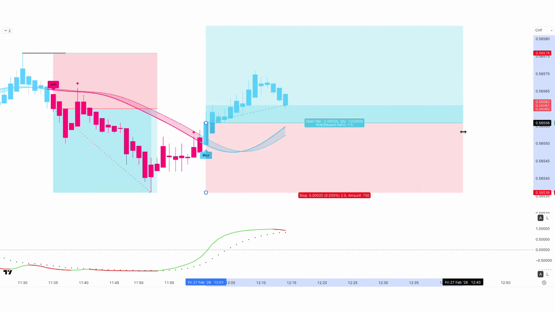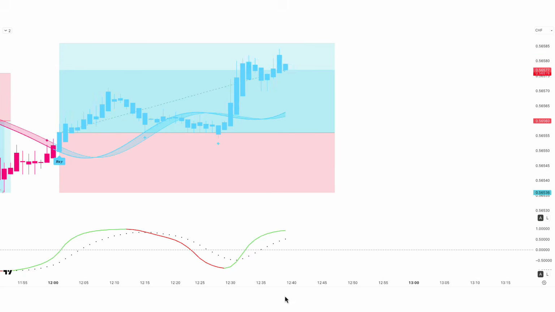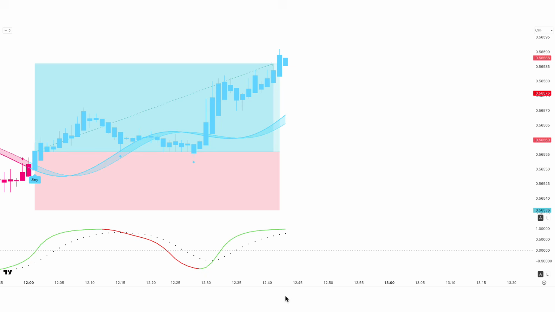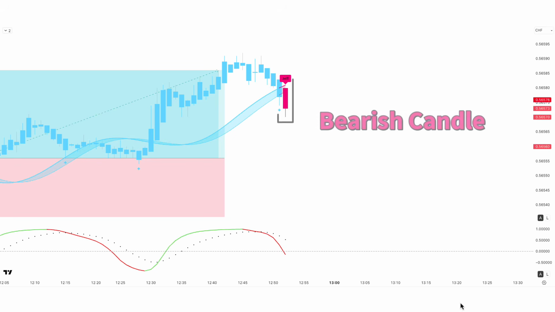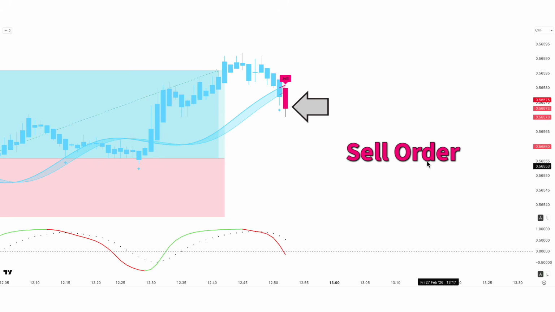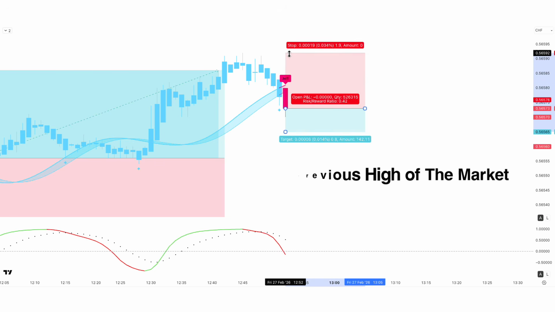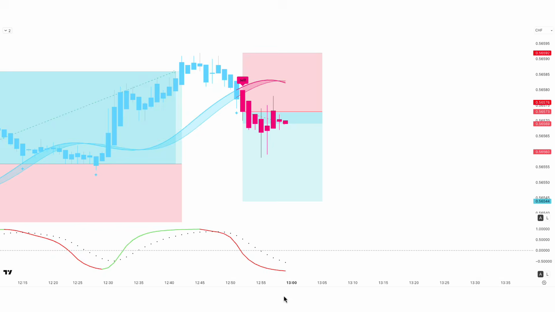Our trade is running in profit. We have won the trade. Let's find the next trade. Here, the Smart Money Flow Cloud arrow of this indicator is a sell signal. Here, the Normalized Smoothed indicator shows a red line. Here, the market has made a bearish candle to give confirmation. So all our conditions are being fulfilled, so we are placing an order to sell. Our stop loss is to be placed at the previous high of the market, and the risk to reward ratio will be 1:1.5. Let's see what happens to our trade.